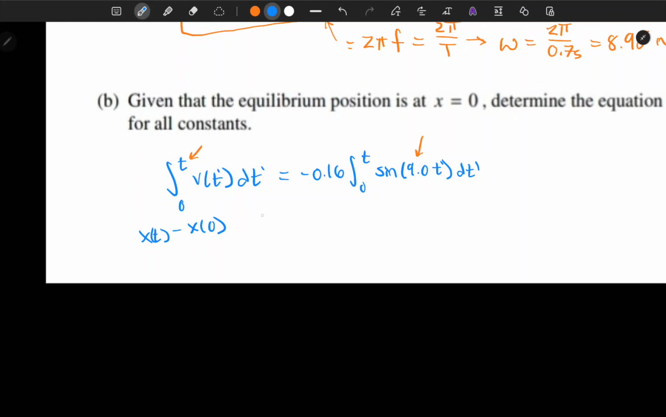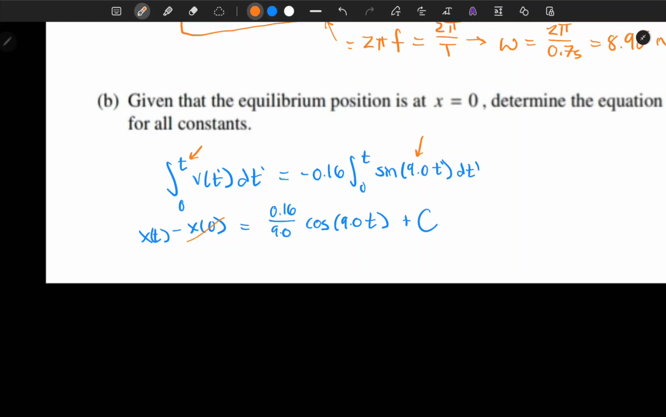And solving for this improper integral, let's say, we should get that this is, well, it's negative cosine, so the negative out front vanishes. So we have 0.16 divided by 9.0, where we divide by this omega because of u substitution. So this should be 0.16 divided by 9.0 times cosine of 9.0 t plus some integration constant.